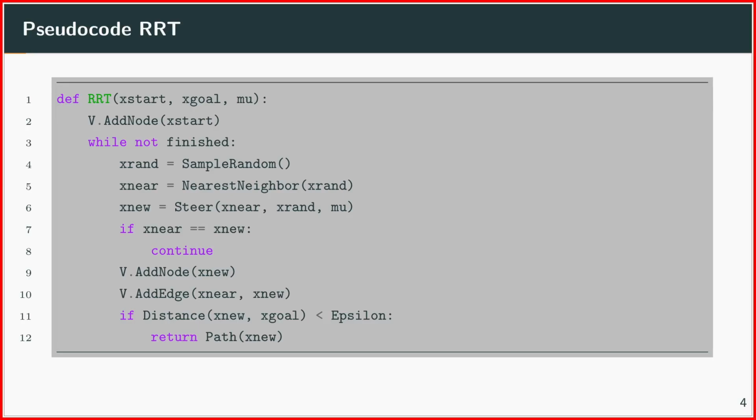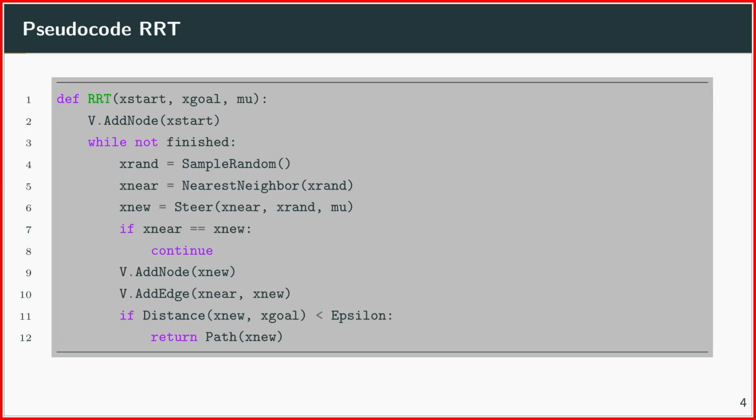And then you have this tree, which we represent as V here. In the beginning, you add just a root node, the start configuration, to your tree. And then you just iterate while you're not finished. You sample a random configuration in your configuration space. This is your x_rand. Then you try to find out what is the nearest configuration in your tree to your randomly sampled configuration. This is x_near. And then you steer your nearest neighbor in your tree towards this random configuration. Usually you cap it at this mu parameter so that you are steering only a certain distance in this direction. And this gives you a new configuration.